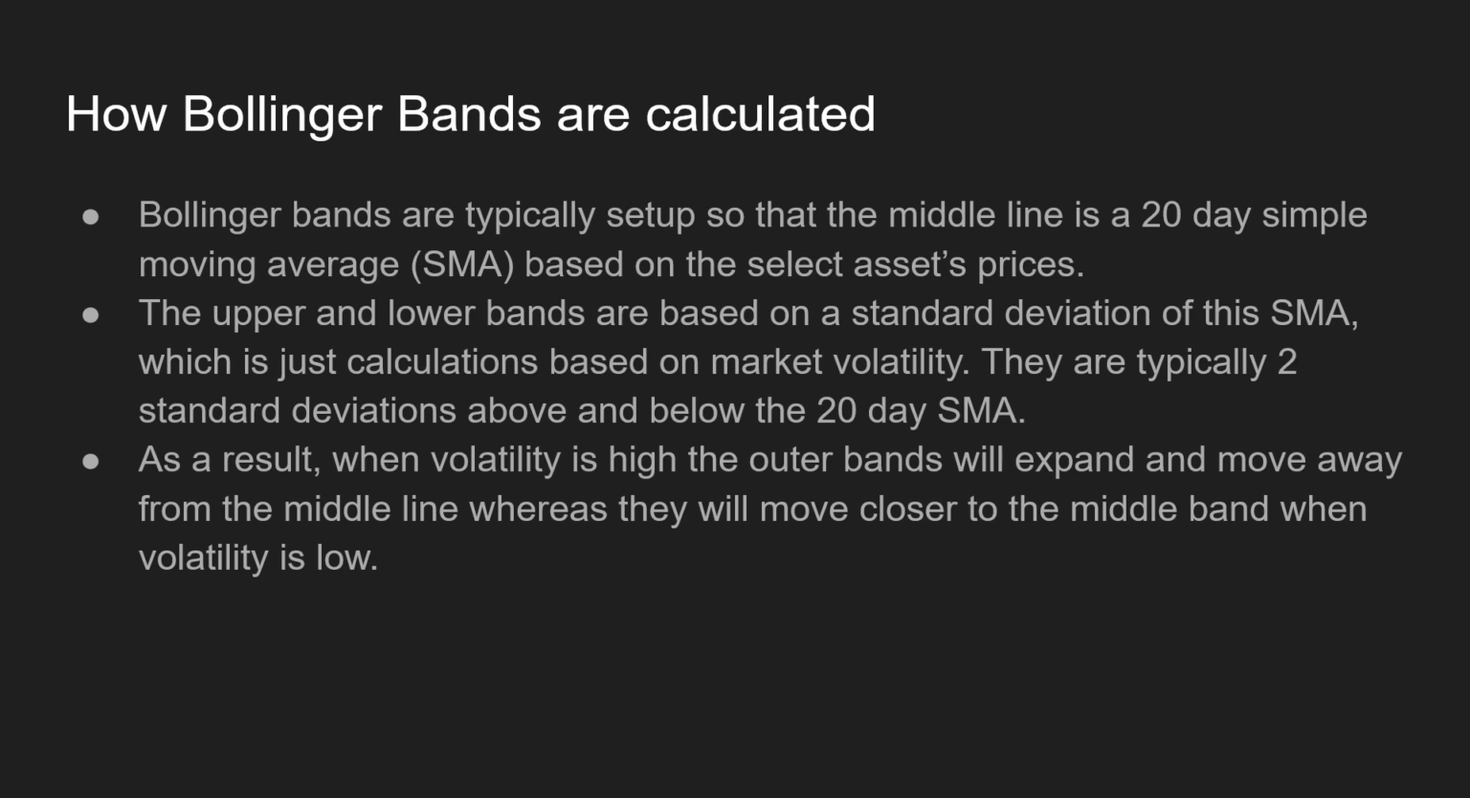So when price is moving to extreme heights or extreme lows beyond that simple moving average, the outer bands will expand, and when price is consolidating and really staying within a tight range, it'll be closer to the middle band.